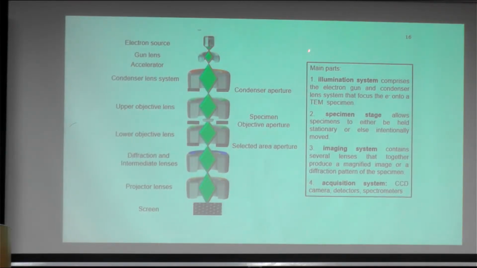So actually, there are four main parts. This is the illumination system, which comprises the electron gun and condenser lens system that focuses electrons onto the TEM specimen. Then the specimen stage, which allows the specimen to either be held stationary or else intentionally moved. The imaging system contains several lenses that together produce a magnified image, and the acquisition system includes CCD cameras, detectors, or spectrometers.